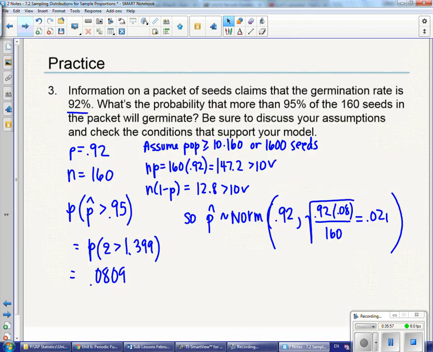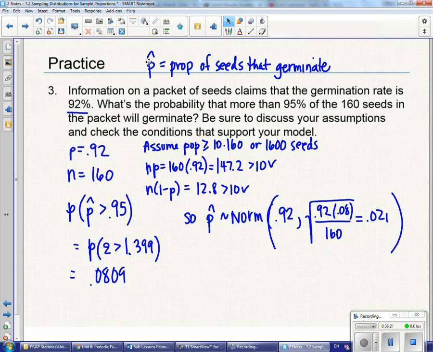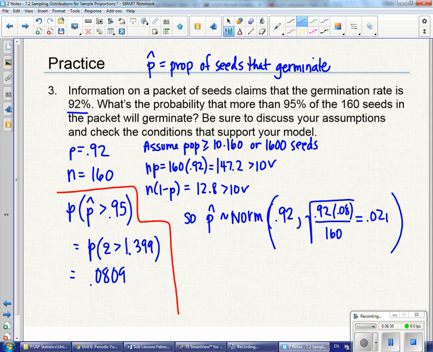In the last one, you're not given any prompts. But you still have to do all that work. And in this case, the one thing I did forget to do was define my variable. In this case, p hat is going to represent the proportion of seeds who germinate. So don't forget to do that. Okay, so I'm given in the problem that 92% of the population, that's the germination rate, and I've got a sample of 160 seeds. So before I can do any of this, I have to do all this legwork.